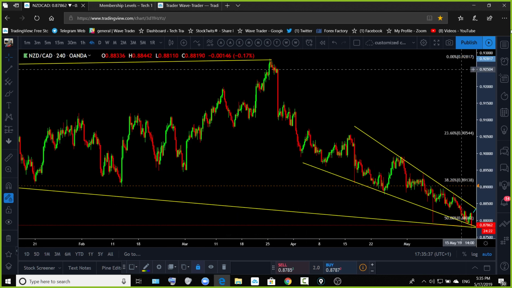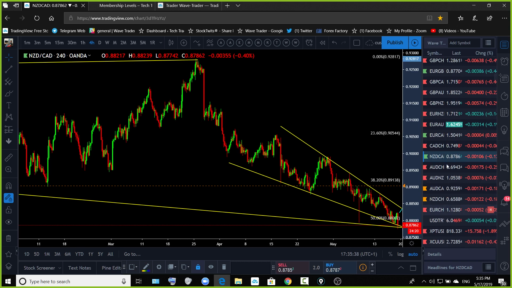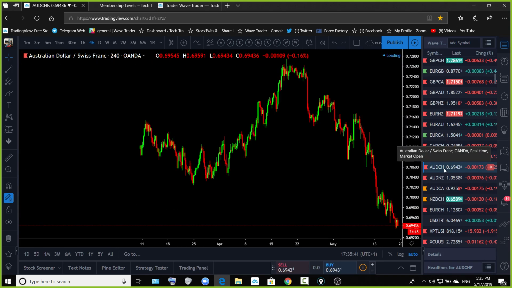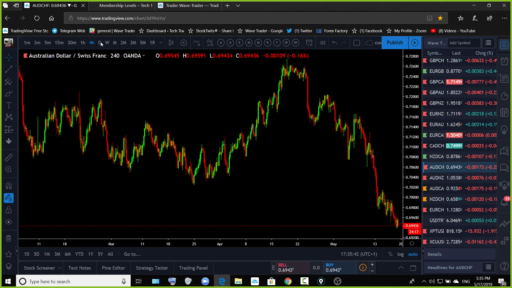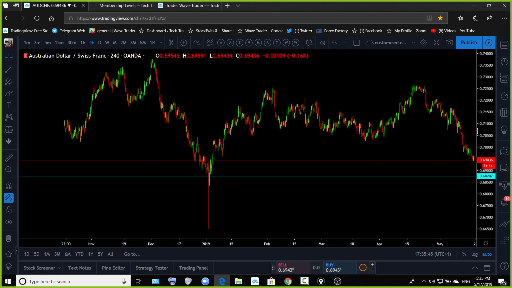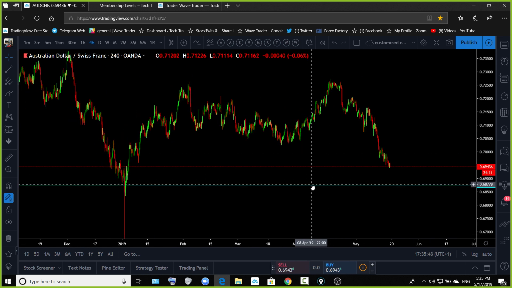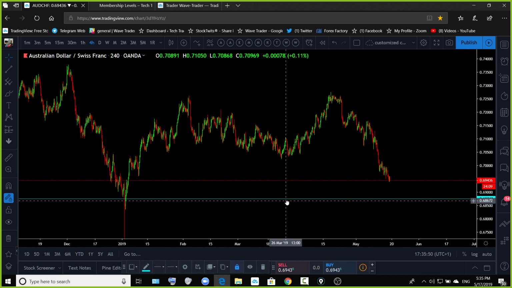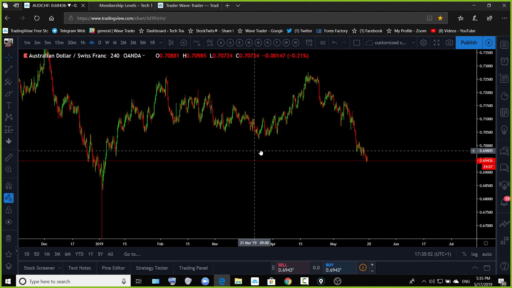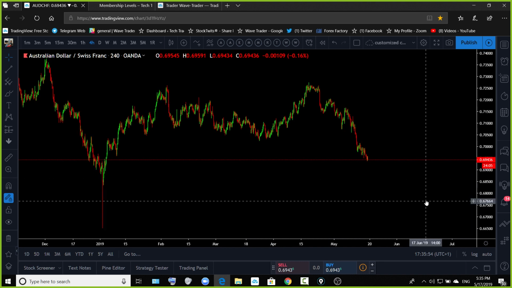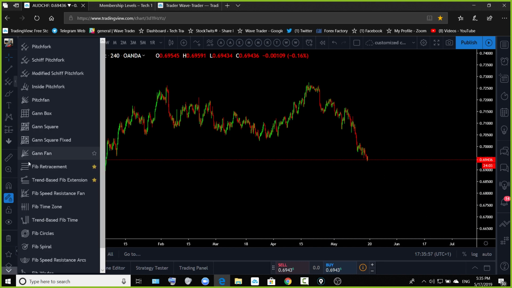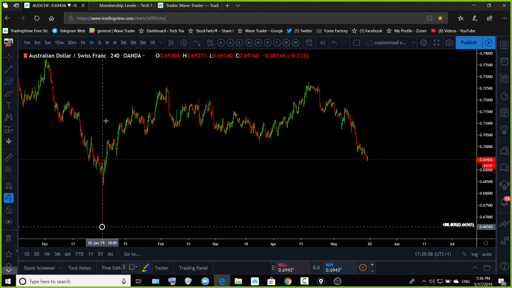All right, so we are watching price action on lower time frame. So Aussie Chief, as I said, the Australian dollar is going lower. All right, so Australian dollar is going lower because some rate cut rumors are there.